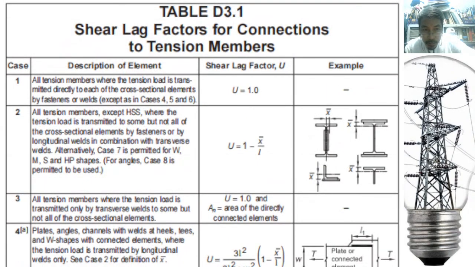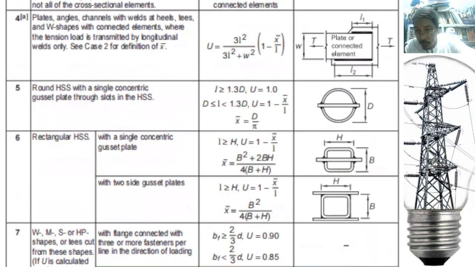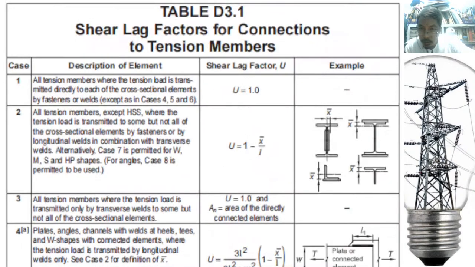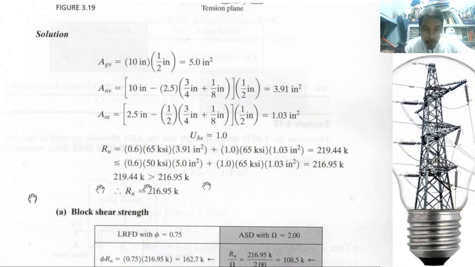Can you follow here? Case 4, 5, and 6. So case 5 and case 6, rectangular and circular, we are not. Therefore, we are case 1, and in case 1, U is equal to 1. That's why we use the value 1 here. So, therefore, we can continue.